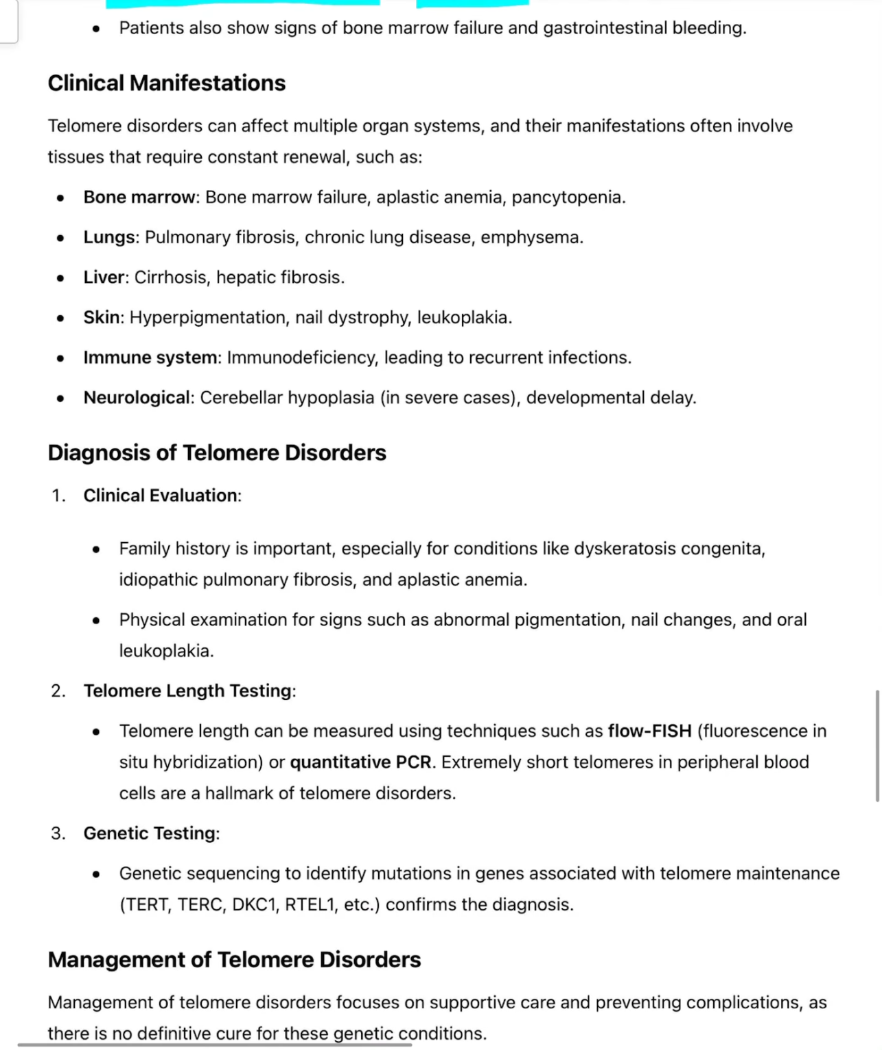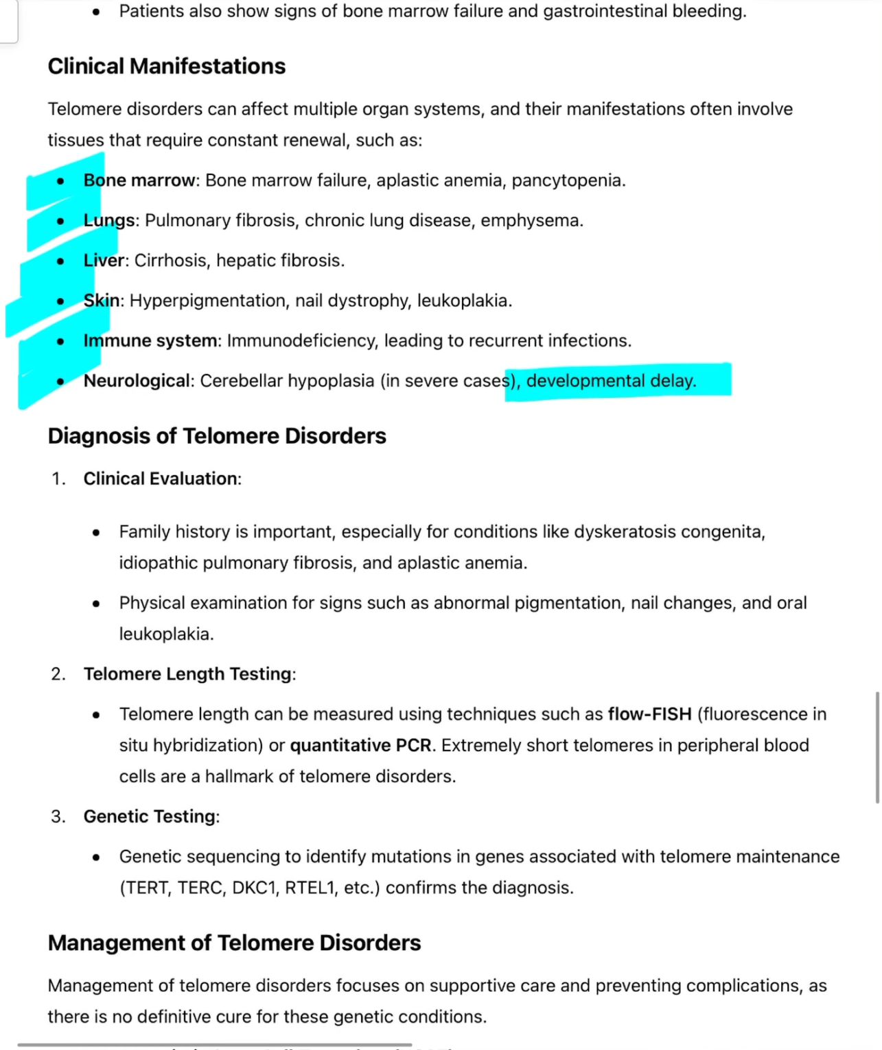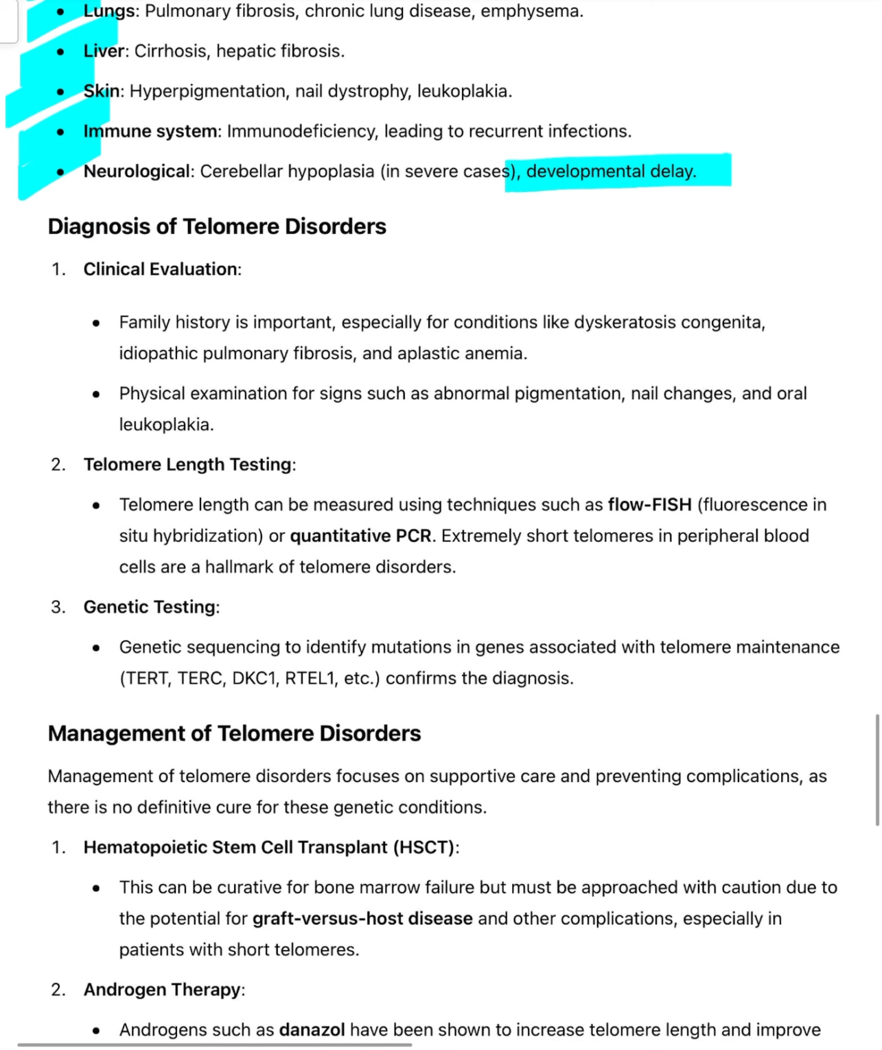So these are the overall clinical manifestations: bone marrow failure, aplastic anemia, lung fibrosis, emphysema, liver cirrhosis, skin hyperpigmentation, nail dystrophy, leukoplakia, immune deficiency with recurrent infections, neurological problems because of cerebellar and cerebral hypoplasia and atrophy, and developmental delay. These are the overall symptoms which patients will have in this category of disorders.